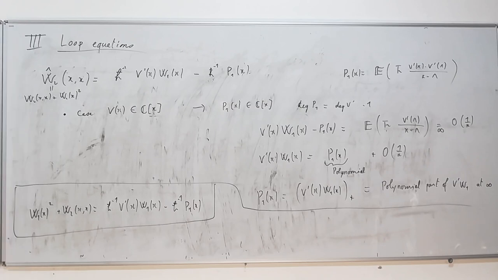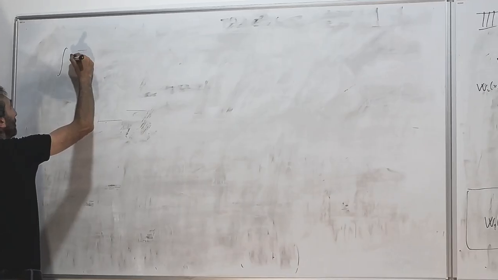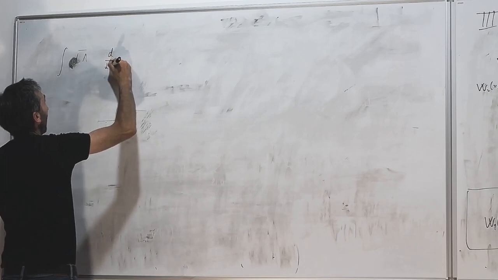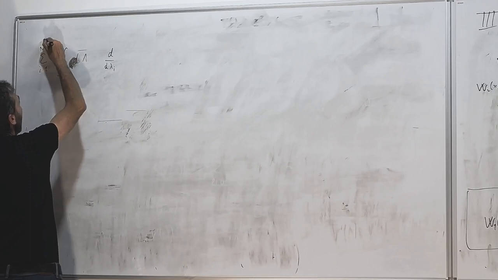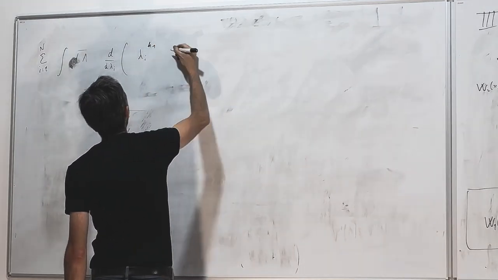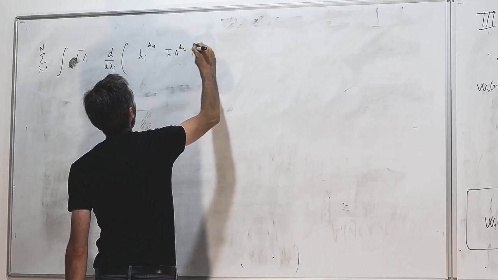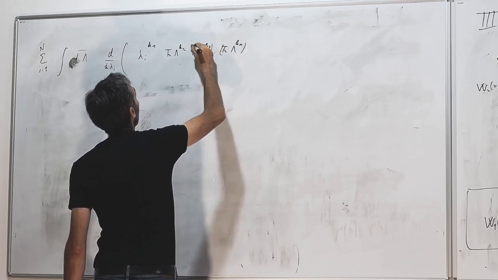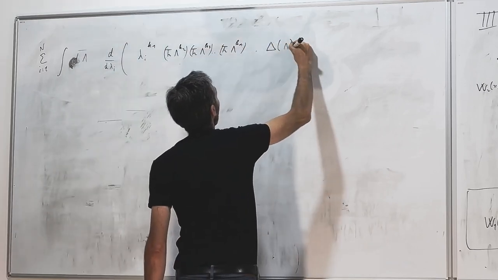Let me give you directly the most general loop equation that we are going to get. Remember, instead of writing d over d lambda I, sum over I equals 1 to n, here I put lambda I to the k. Let me call it now k1. And now trace of lambda to the k2, trace of lambda to the k3, and so on, trace of lambda to the kn, times Vandermonde of lambda squared, exponential minus 1.